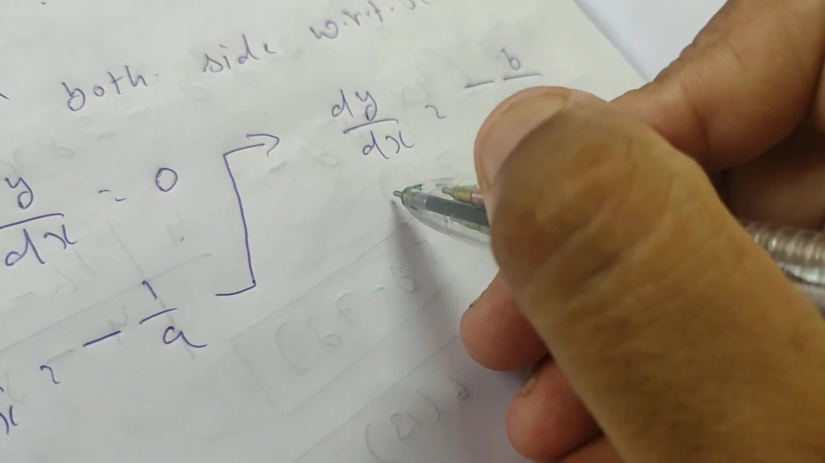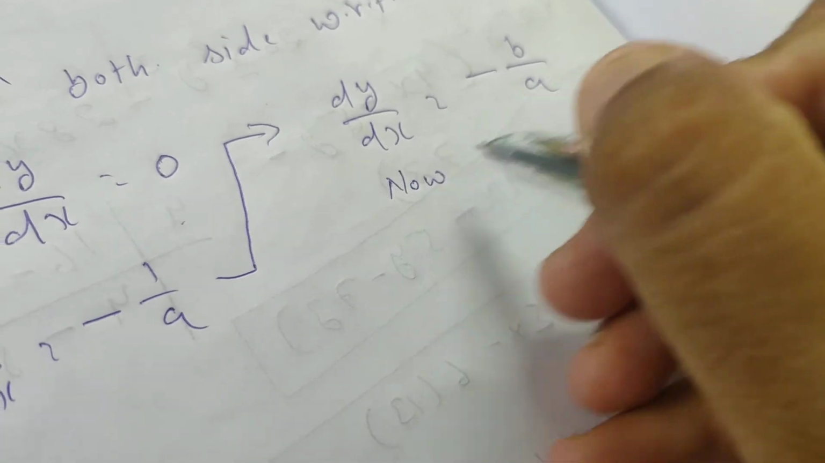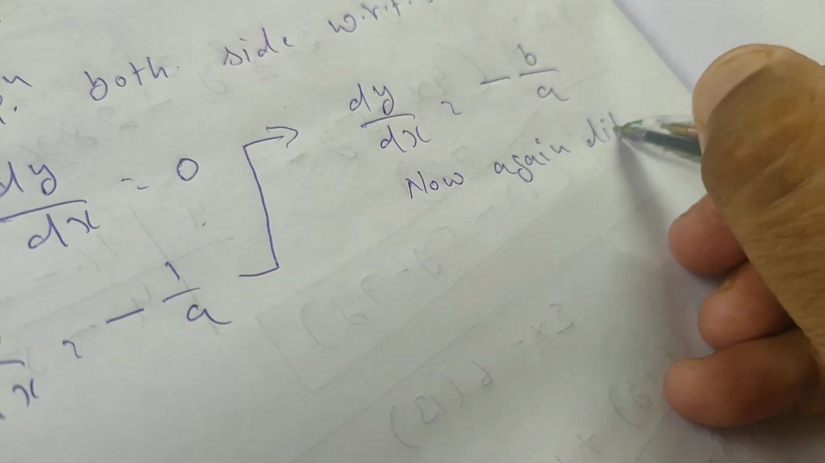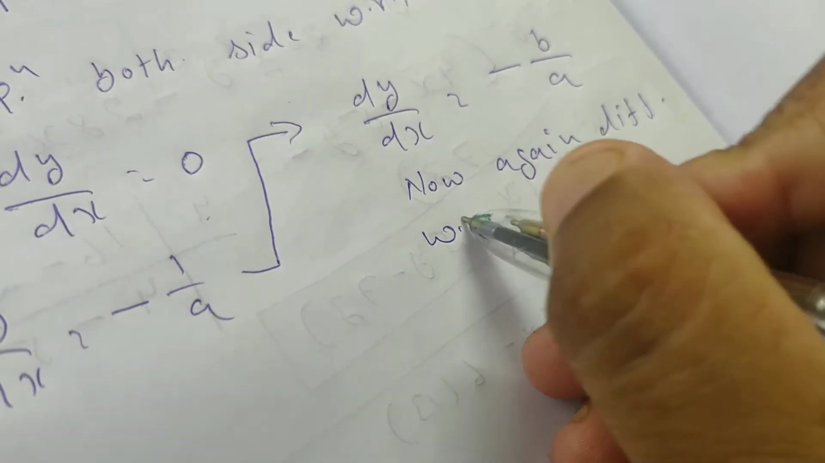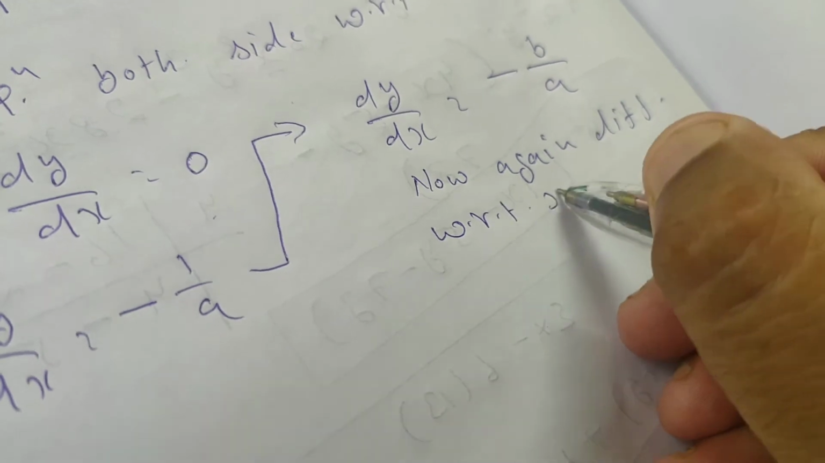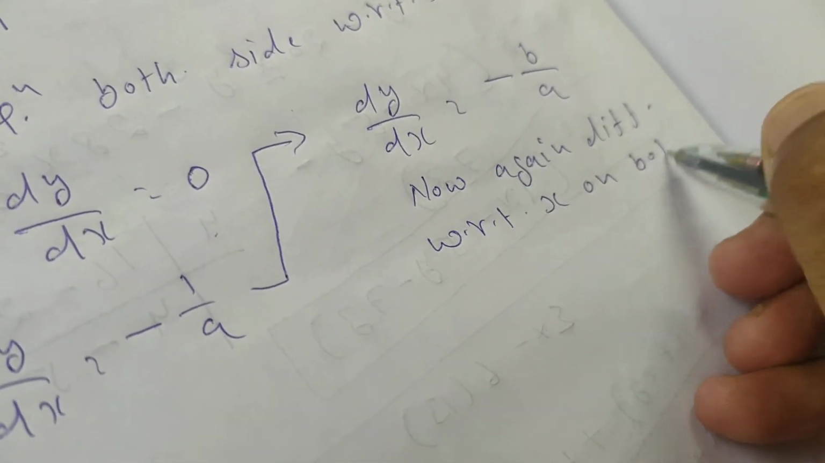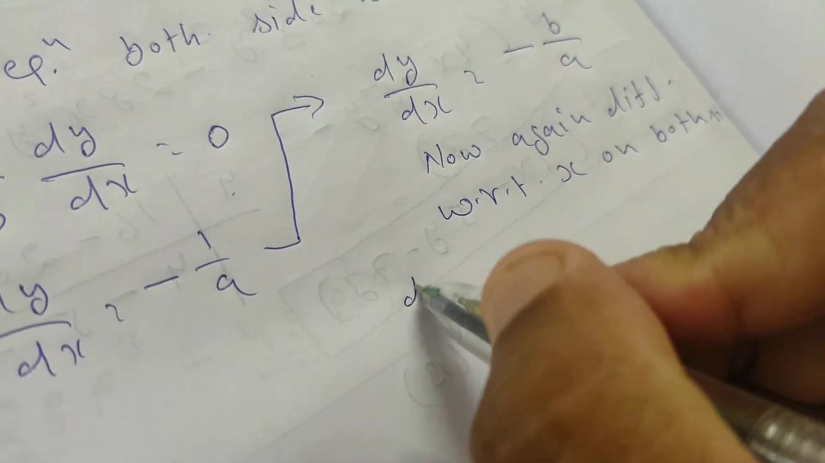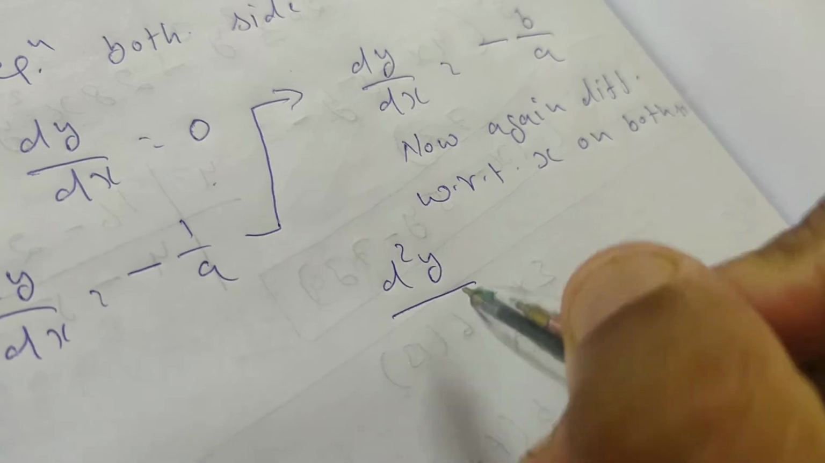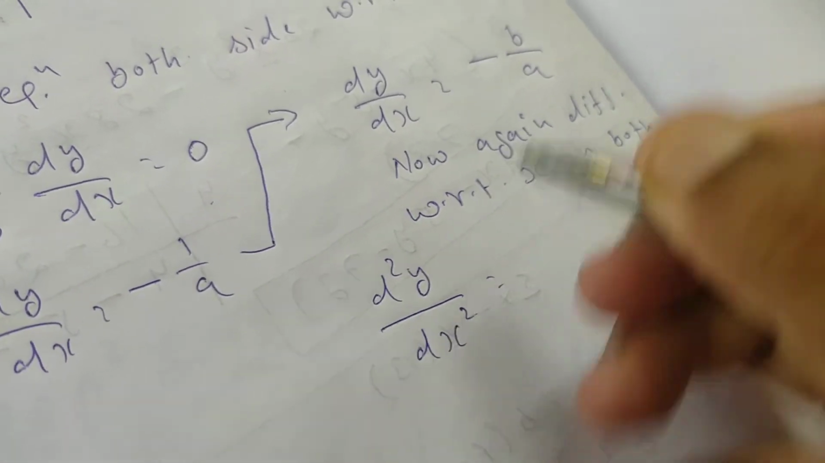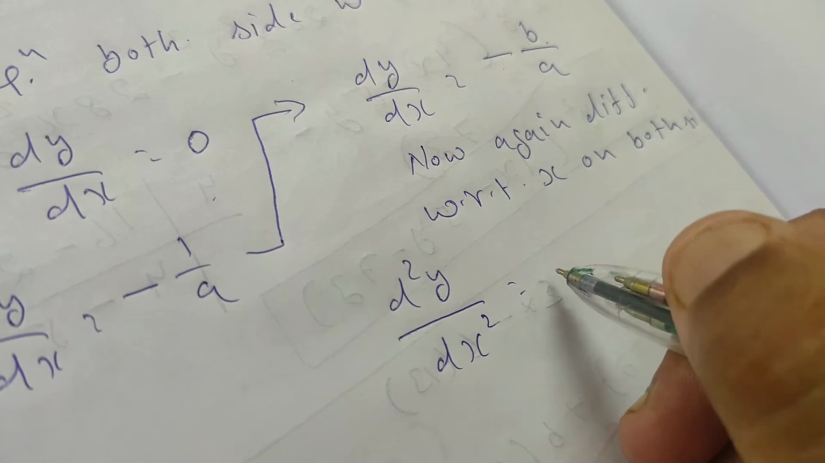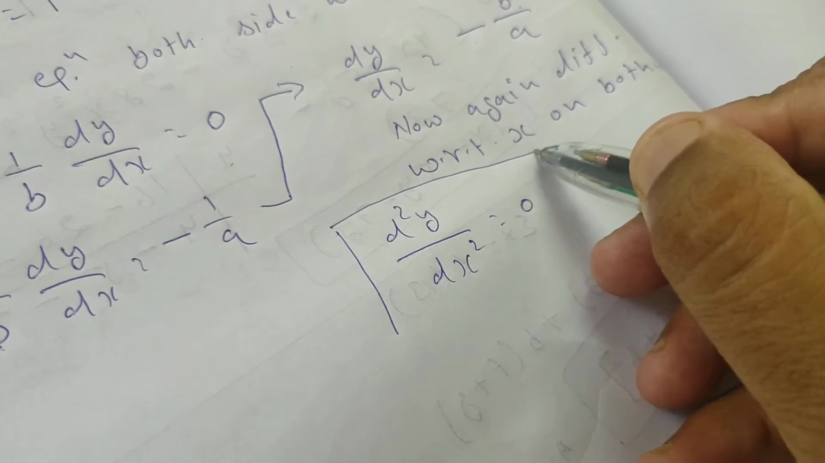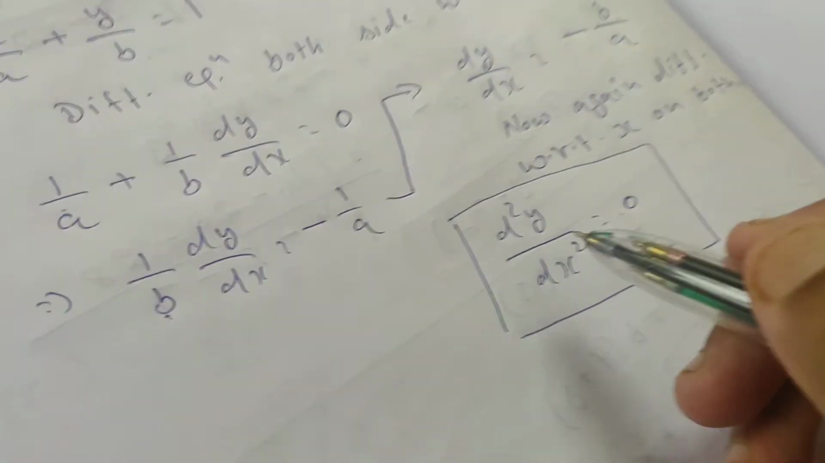Now differentiate again with respect to x on both sides. So what will happen? That will come d square y by dx square is equal to, what is the constant function derivative? You know, 0. So this is our required differential equation.